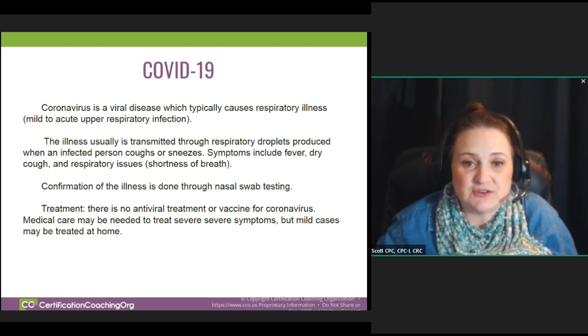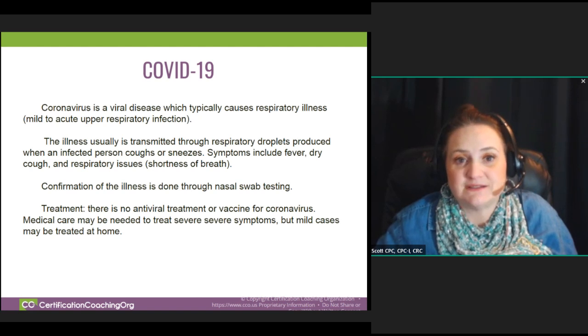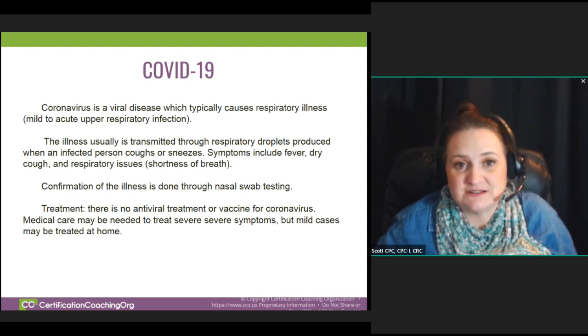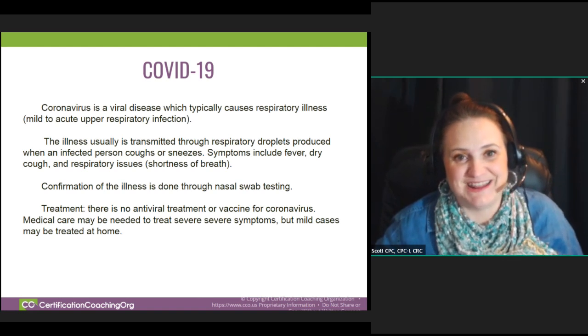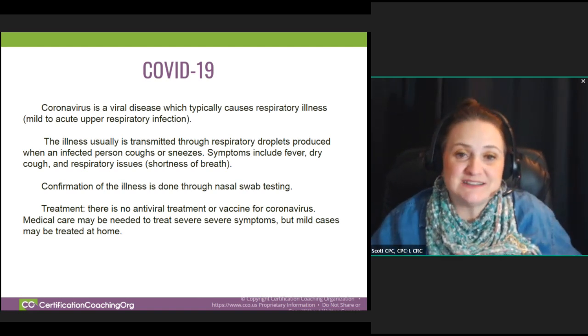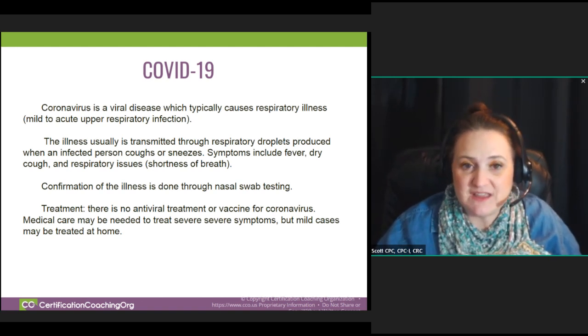I have asthma. Even though it's been under good control for about 4 or 5 years now, my respiratory system is compromised, and that means I'm not going out and licking doorknobs or anything else. Everybody else in the house is fine, but you have to think about that.